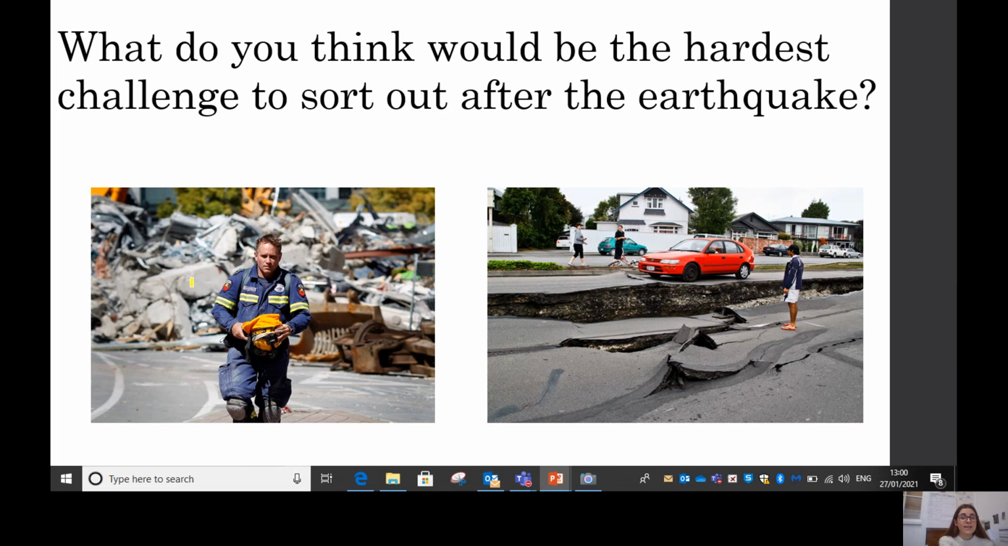So again, for example, I'd say that rebuilding houses was really difficult because there was a lot of land, especially in the red and white zones, which were not able to be built on for a very long time, which meant that people had to live in temporary accommodation for around 7 years. So have a think specifically about this earthquake in Christchurch. What do you think would have been the hardest challenge to sort out for the people after the earthquake? So pause me now and answer this question in your notebook, please.